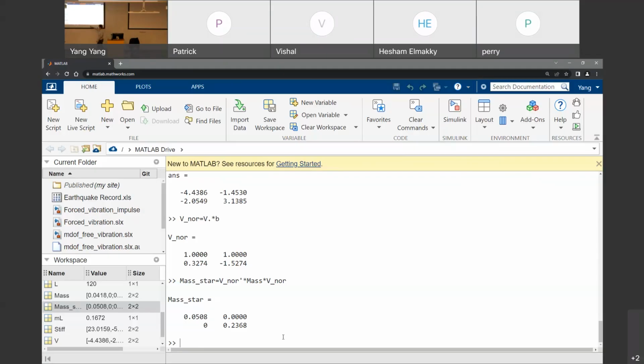So if we compare this number, this is consistent with our hand calculation. So that's why it's very, very important to be able to do hand calculation. Sometimes the software may give you a wrong number.